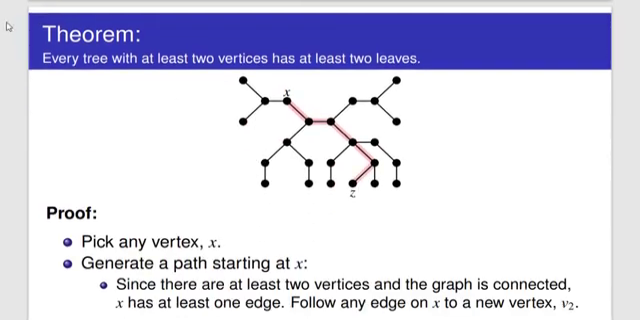Okay, next theorem. Every tree with at least 2 vertices has at least 2 leaves. Every tree with at least 2 vertices means 2 or more vertices, so there should be 2 or more vertices, not 1. So what the theorem says is that a tree with at least 2 vertices has at least 2 leaves.